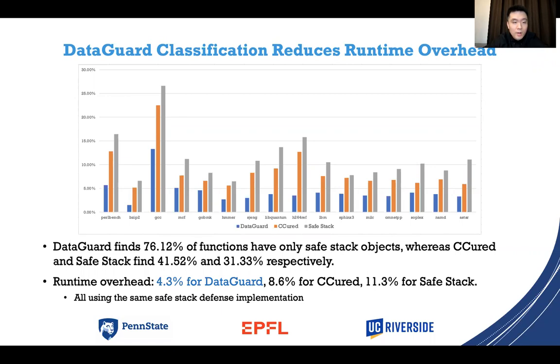For DataGuard, we found 76% of the functions only have safe stack objects, while SeCured and SafeStack found 41% and 31% respectively. And thus our performance overhead is much lower than these two: 4.3% for DataGuard, 8.6% for SeCured, and 11.3% for SafeStack. Note that though our evaluation utilized the SafeStack runtime isolation enforcement, the same pattern of results should be applicable to any runtime defenses, since DataGuard essentially dramatically reduced the number of stack objects that need runtime checks.